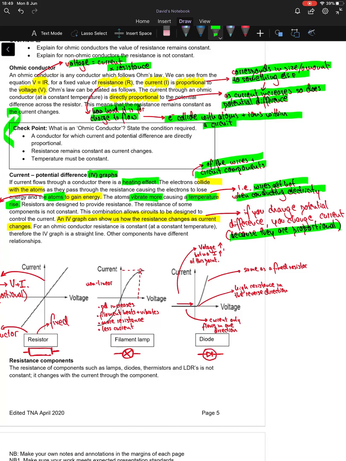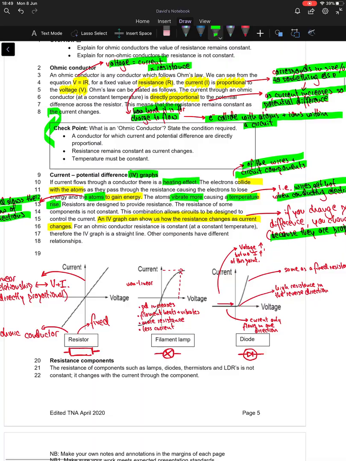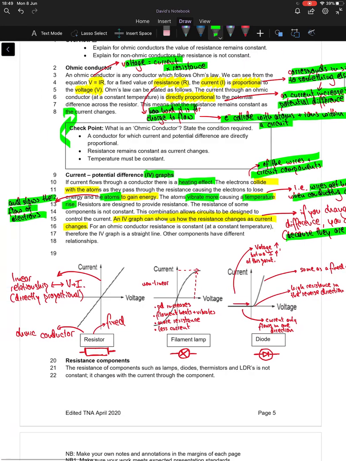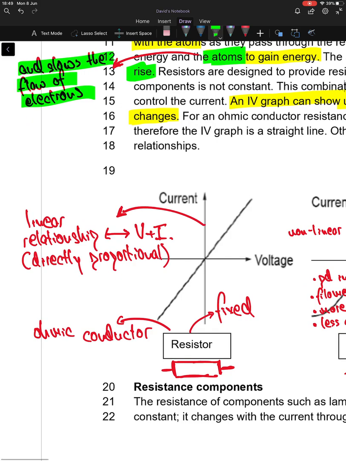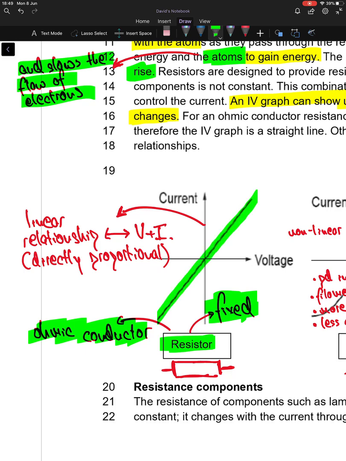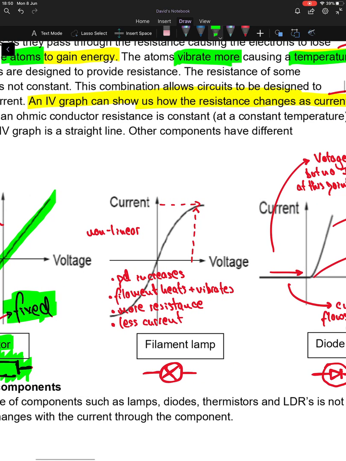Now, for an ohmic conductor, resistance is constant at a constant temperature. Therefore, the IV graph is a straight line. Other components have different relationships. So if you have a look here, a fixed resistor is an ohmic conductor and only has a set resistance. The relationship between current and voltage is directly proportional. As one increases, so does the other. The relationship is linear. If you can remember, that is the symbol for a resistor.